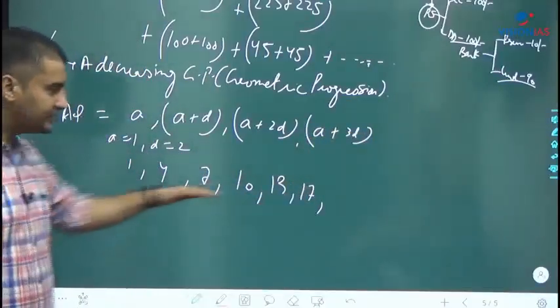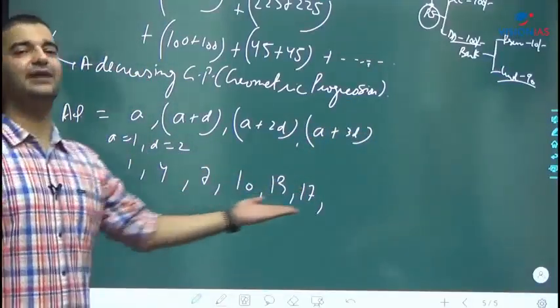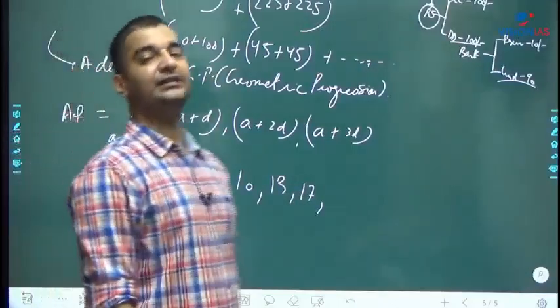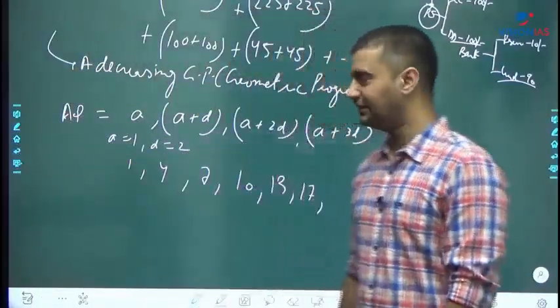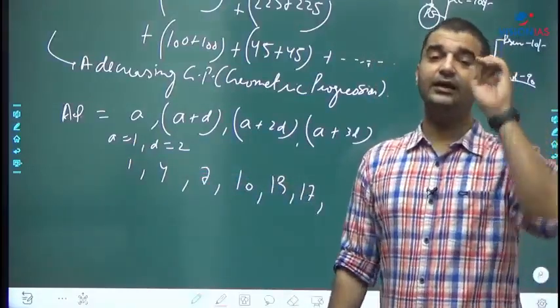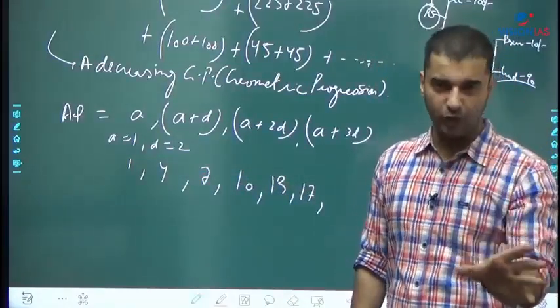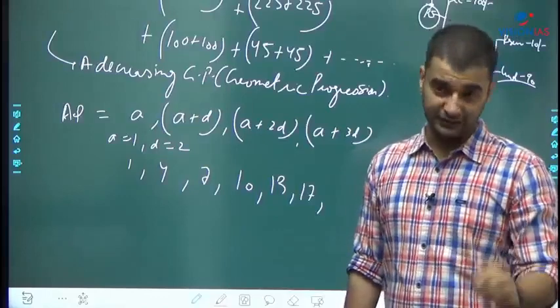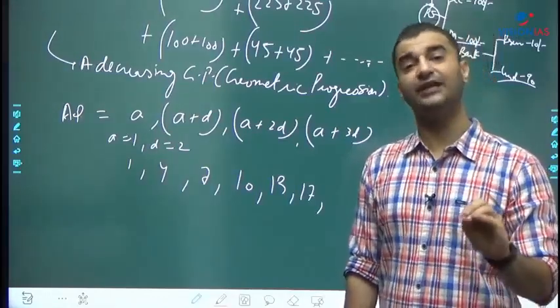So every term is 3 greater than the first term. This is called an arithmetic progression. एक arithmetic progression का sum जो होता है, sum of numbers in an AP, there is a defined formula of what is that sum. All of us have studied this in class 9th.